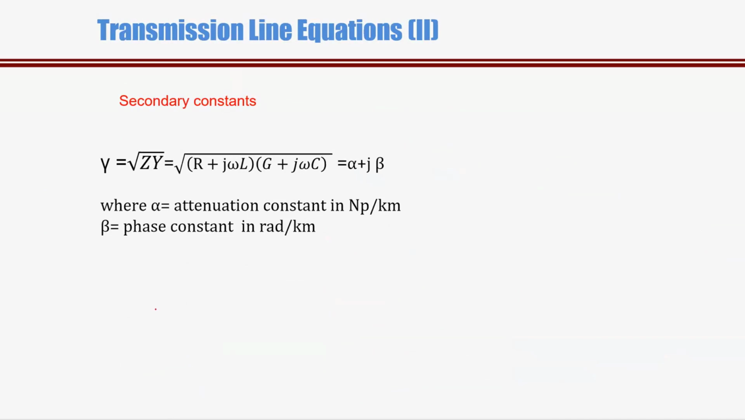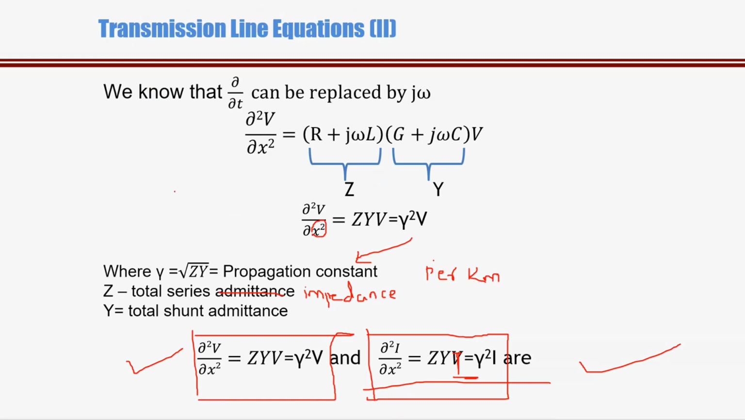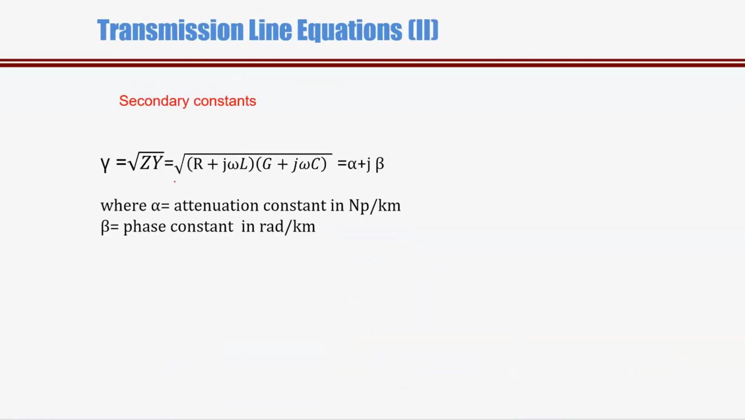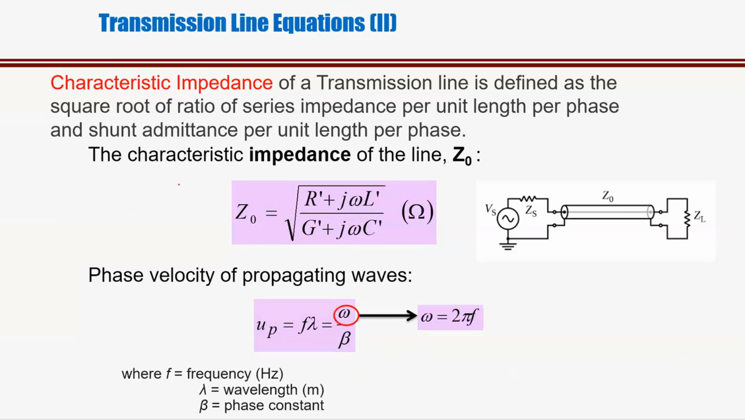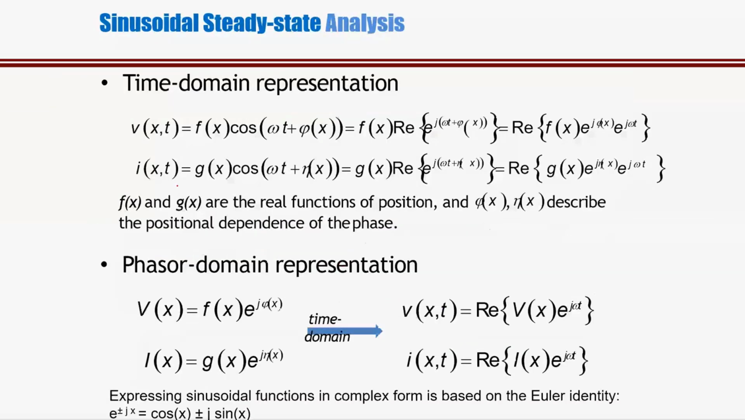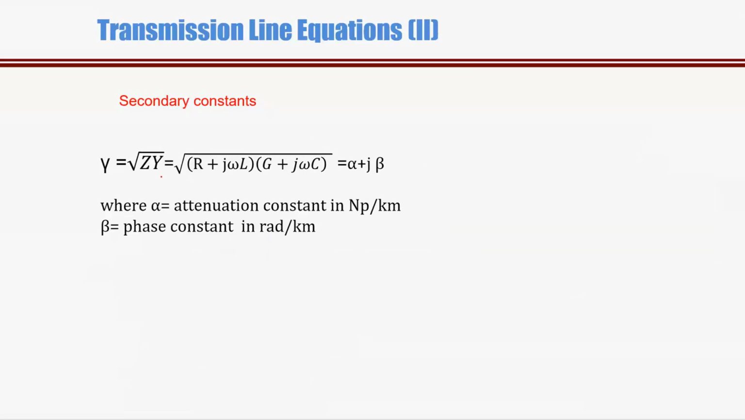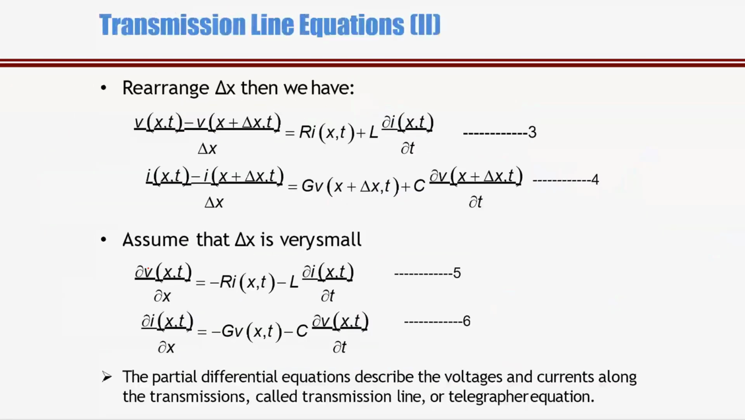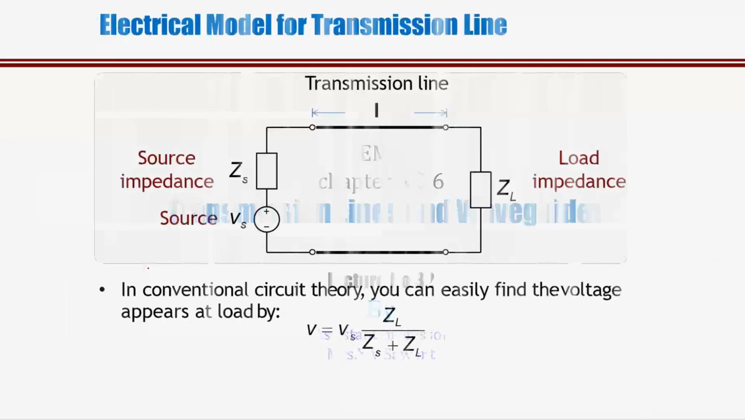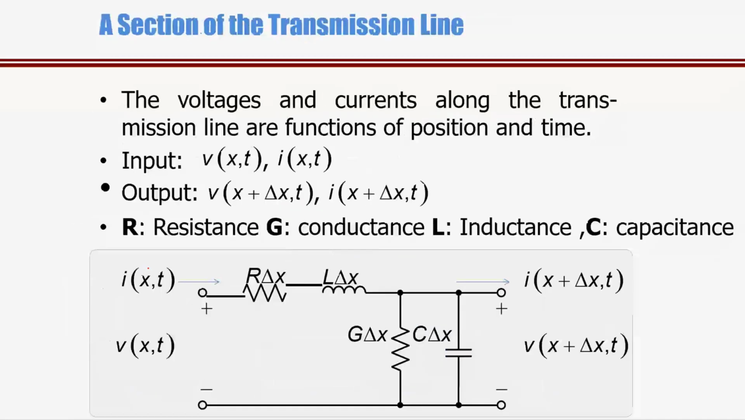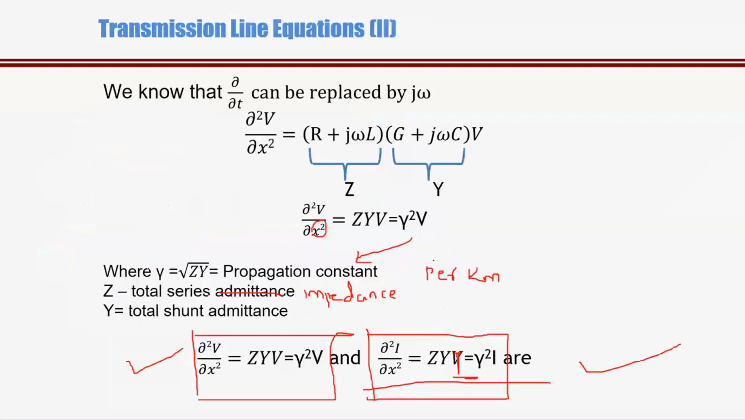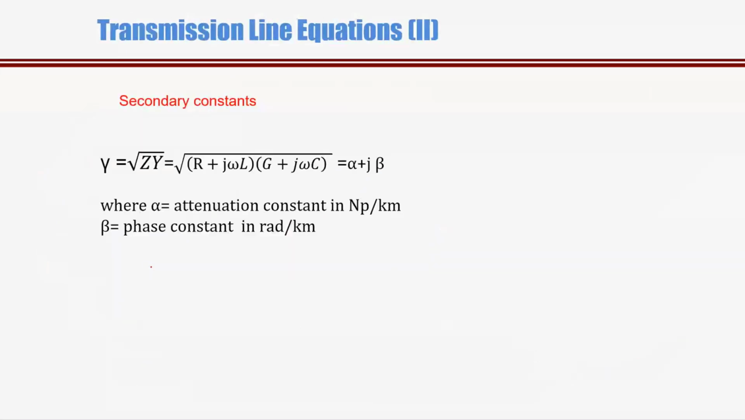Right, now what is gamma? Gamma is the propagation constant, and it is a secondary constant of the transmission line. So R, L, G, C are called primary constants, and gamma and alpha, beta are called secondary constants of the transmission line. Okay, R, L, G, C are called primary constants, and gamma and Z, that is the characteristic impedance, which is the next term, are called secondary constants.